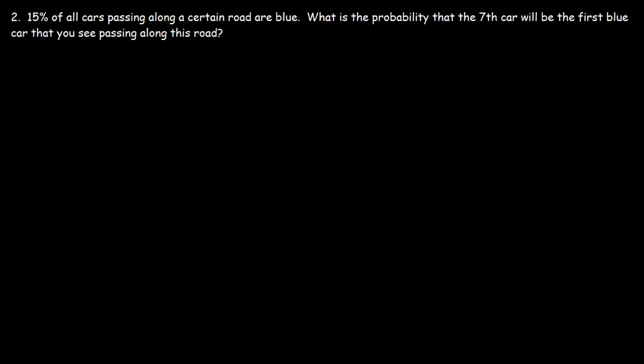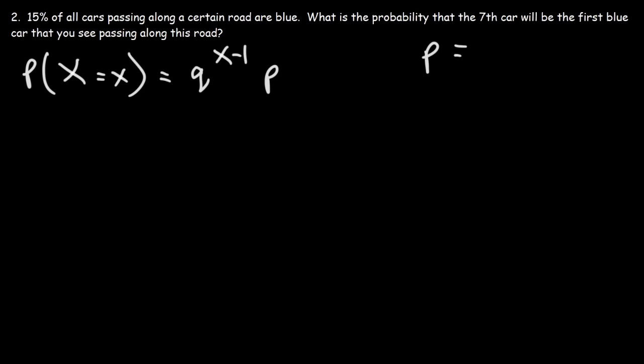Number 2, 15% of all cars passing along a certain road are blue. What is the probability that the 7th car will be the first blue car that you see passing along this road? So let's write the formula first. So the probability of successfully seeing a blue car is 15%, or 0.15 as a decimal. So the probability of not seeing a blue car, it's going to be 1 minus 0.15, or 0.85, which is 85%.